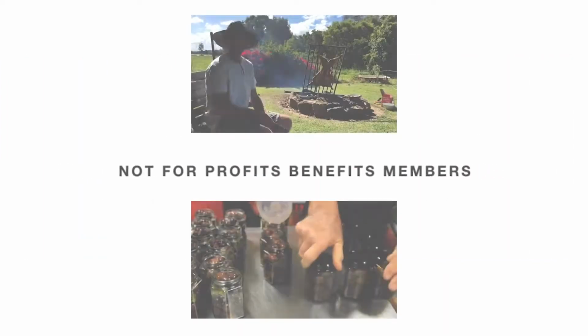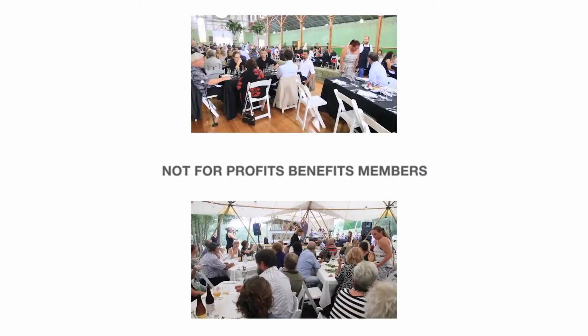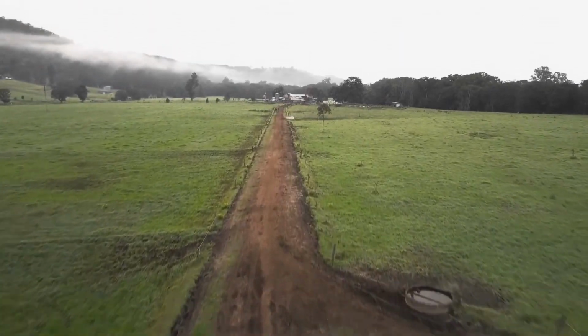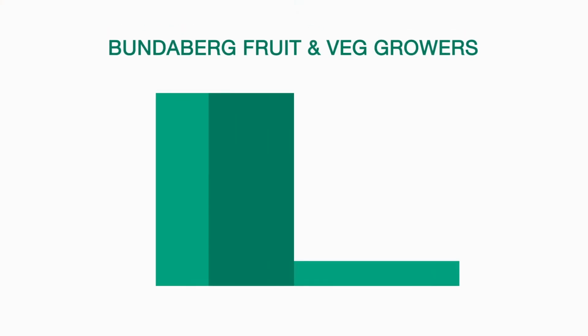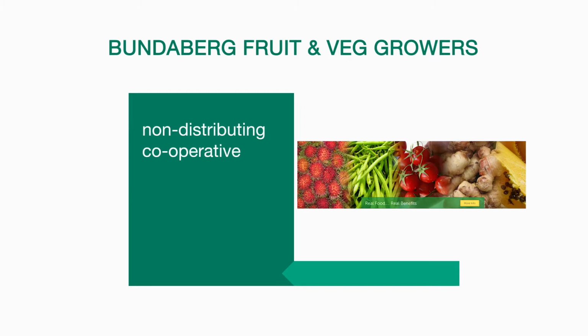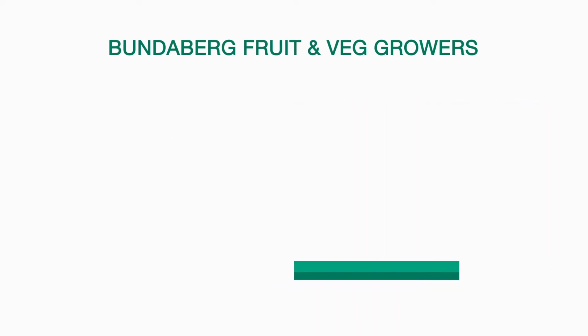Not-for-profits are often thought of as charities, social or sporting groups, and community services. But restricting profit distribution doesn't mean that farmers can't get other benefits. Let's look at some examples. Bundaberg Fruit and Vegetable Growers is a non-distributing co-op promoting growers in Bundaberg, Queensland. It offers workshops, access to networks, training, event promotion, research and representation with government agencies.